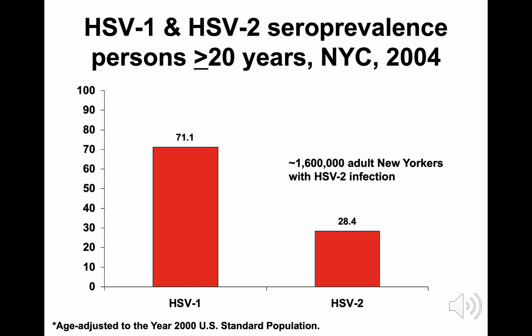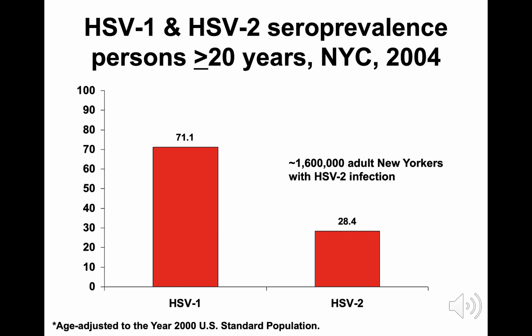To give you some sense of how common genital herpes infection is in New York City, these are data from a survey conducted in 2004 in New York City, the New York City Health and Nutrition Examination Survey, which was modeled on the National Health and Nutrition Examination Survey, also known as the NHANES. And what you see here is that 71.1% of New Yorkers aged 20 and older had antibody to HSV1, and 28.4% had antibody to HSV2.